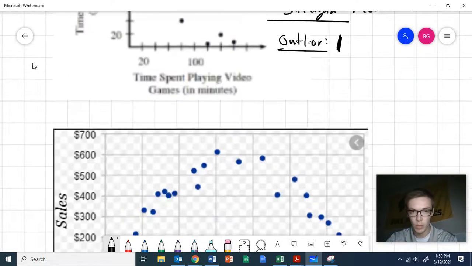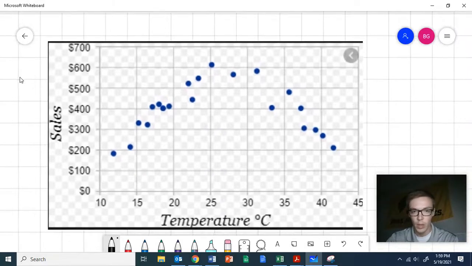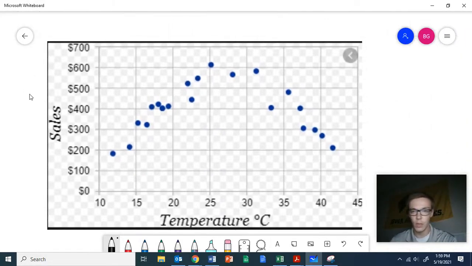All right, let's do one more here. This one we've got temperature and sales. So I want you to do the same thing. I want you to describe the association between these with direction, form, strength, and any outliers.